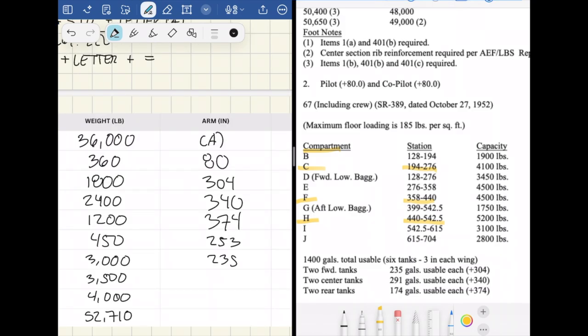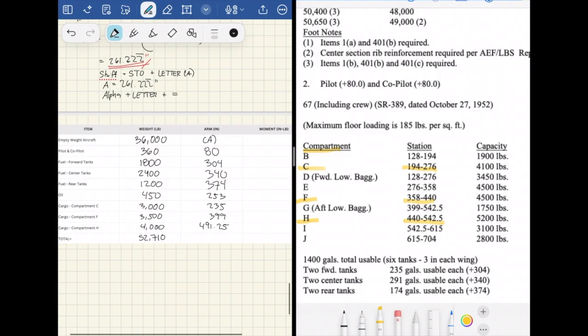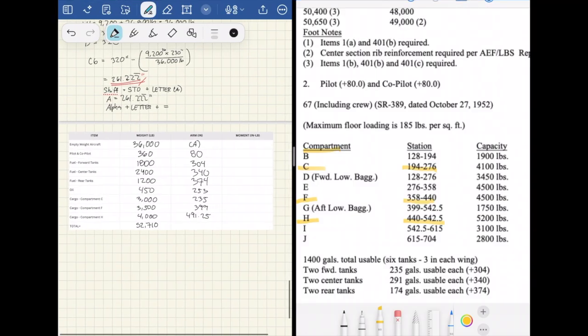Okay, so likewise din sa ating the rest of our compartments, the midpoint for compartment F is 399. And then for compartment H naman, 491.25. Okay guys, sa arm naman, we don't need to total that kasi wala naman siyang use. So it's basically a waste of time if we're gonna sum that up. So move tayo kay moment. Now we're gonna multiply the weight kay arm to get the moment for each unit.